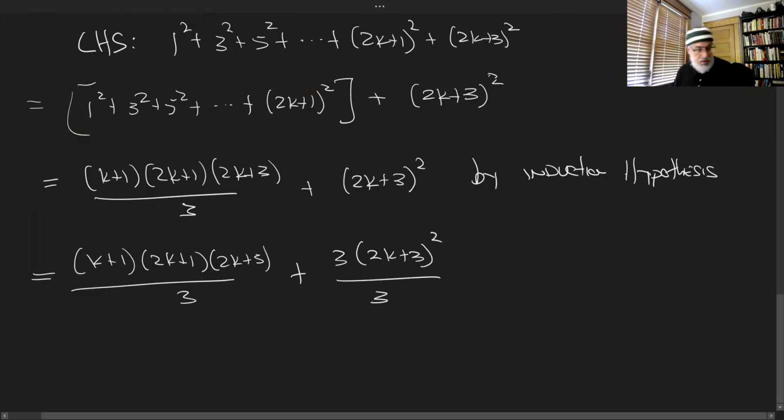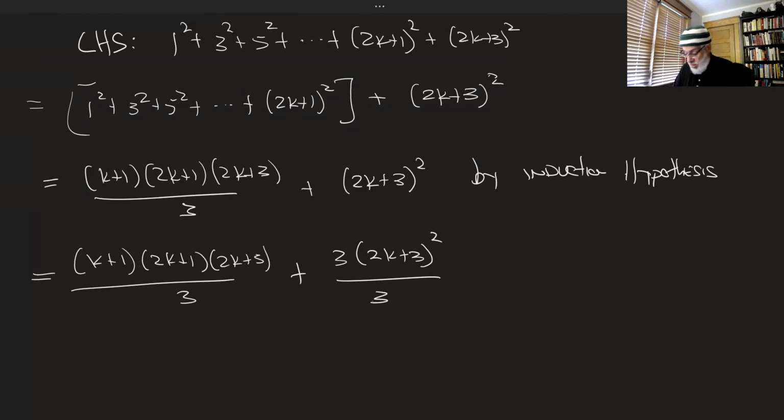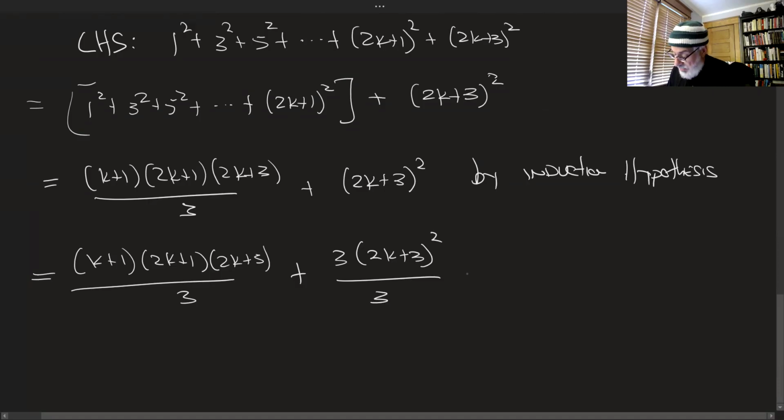The professor once said, always write 1 as 3 over 3. He said that for anything that was needed to find a common denominator. So now I can add these two things, right? I add the tops and I keep the bottom as a single denominator. So we're going to add this.